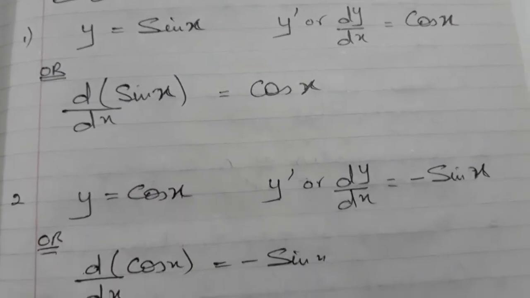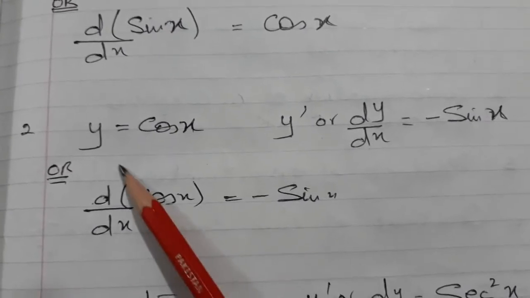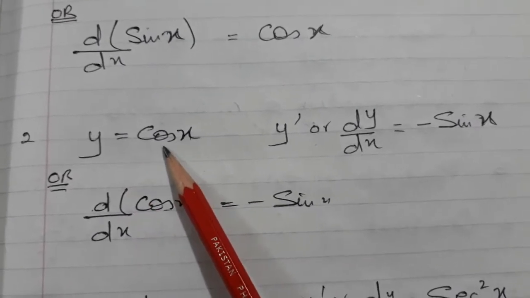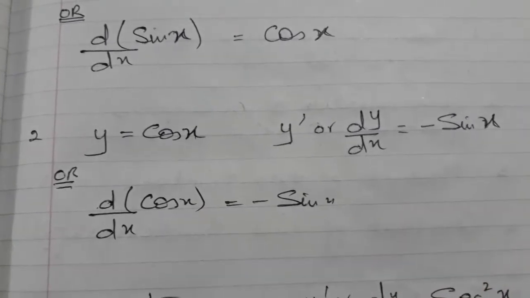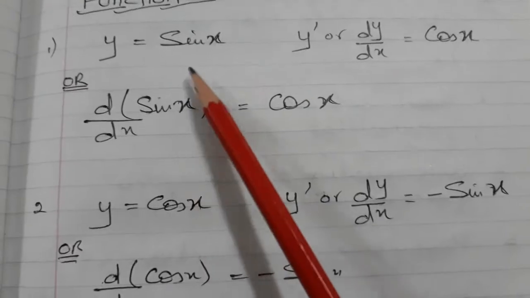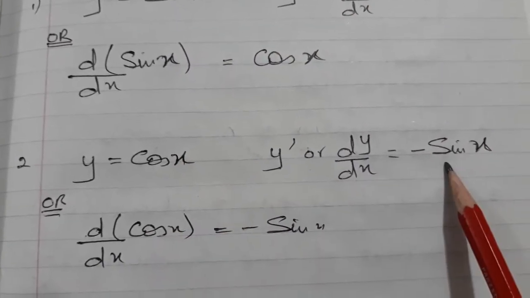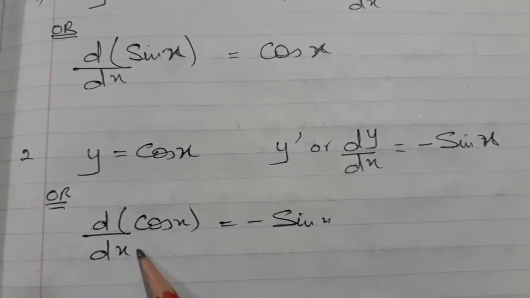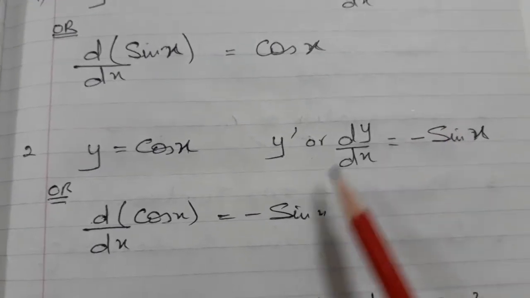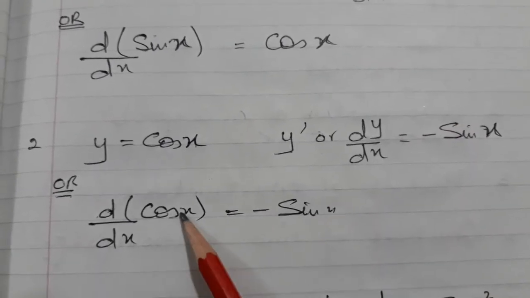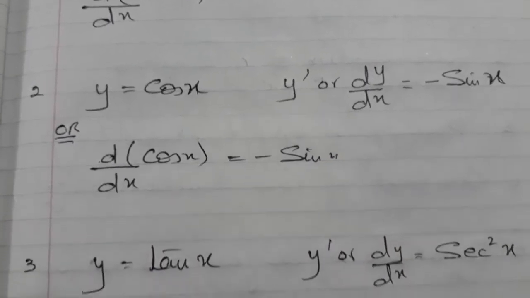Now, if it is asked, what is the derivative of cos x? The derivative of cos x is minus sine x. Again you have to learn it by heart. So differentiation of sine x is cos x. Differentiation of cos x is minus sine x. Here again I have just shown you that it can be written this way or this way. The meaning is the same, that you are differentiating cos x with respect to x, and the answer is minus sine x.